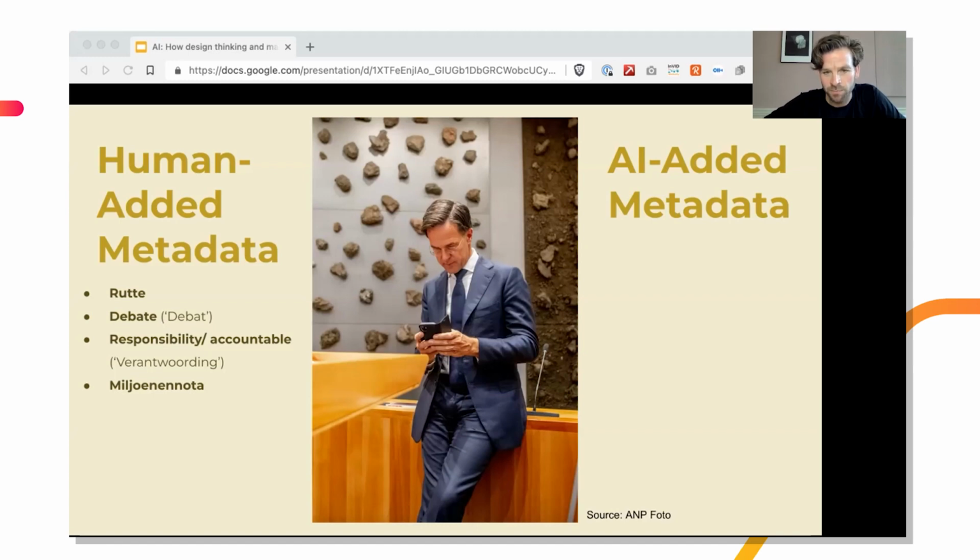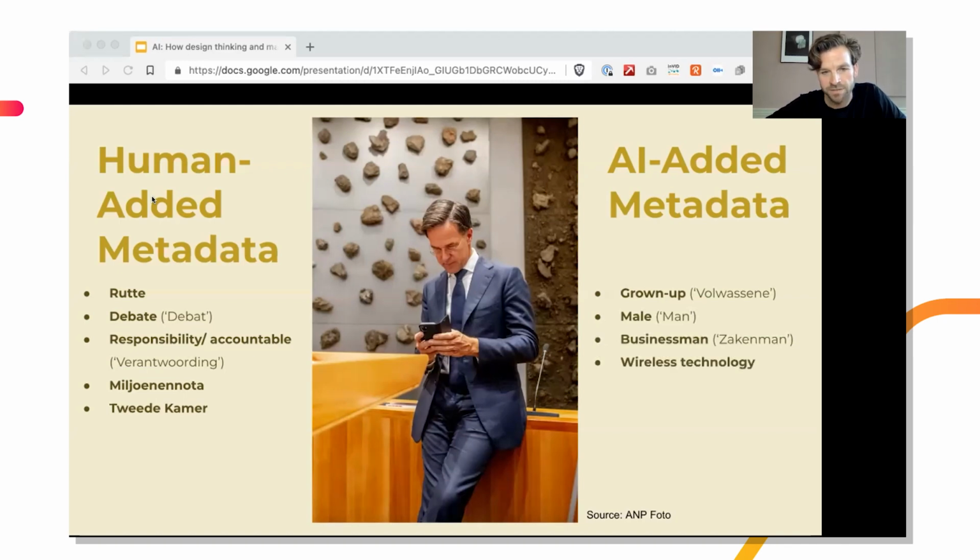Now, if you were to look up just one month ago, Mark Rutte or Rutte and mobile or smartphone, you wouldn't have found these because, although you, my fellow audience, are quite smarter than just one human that added the metadata, there's no Bluetooth or phone added by a human. But what an AI system did, and I learned this from the editor-in-chief from ANP, Freek Staps, is add metadata: grown-up, volwassene, a male, man, businessman, zakenman, which maybe doesn't make sense if you know what Mark Rutte does, but wireless technology is accurate. Draadloze technologie is the Dutch word, and mobile telephone, so mobiele telefoon.